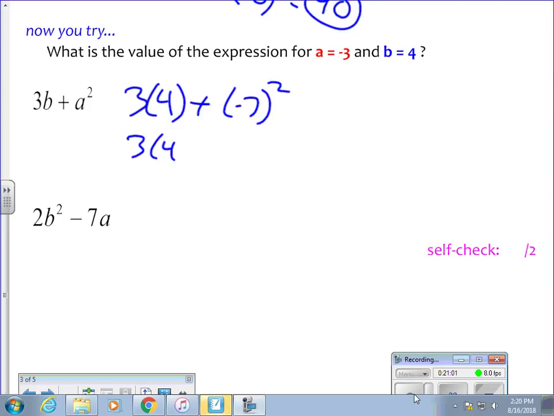I get 3 times 4 plus 9. Negative 3 squared is 9. 3 times 4 is 12. So I have 12 plus 9, which is 21.